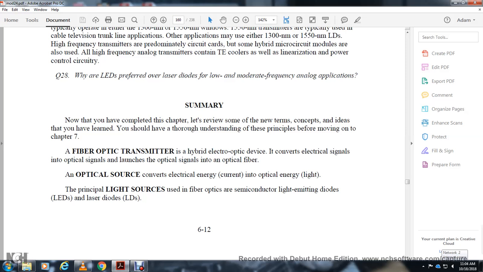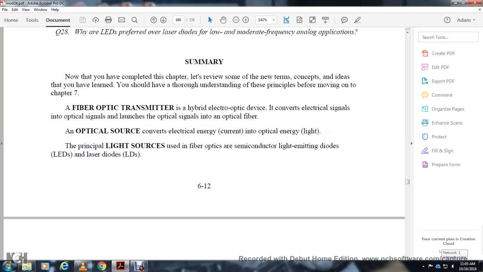Alright, Chapter 6 Summary. Now that you have completed the chapter, let's review the concepts and ideas that you have learned. You should have the following understanding before moving on. The fiber optic transmitter is an electro-optic device that converts electrical signals into optical signals and launches the optical signal into the optical fiber. The optical source converts electrical current into optical light. The principal light sources for fiber optics are semiconductor light emitting diodes and laser devices.